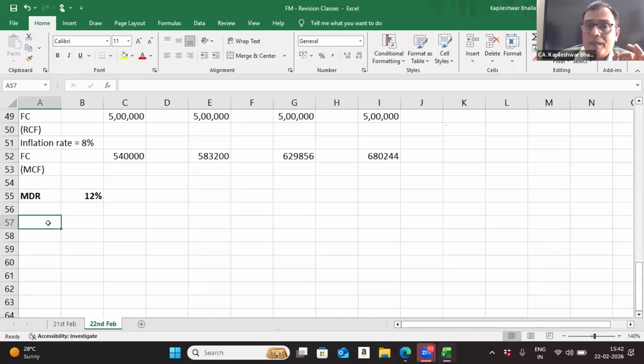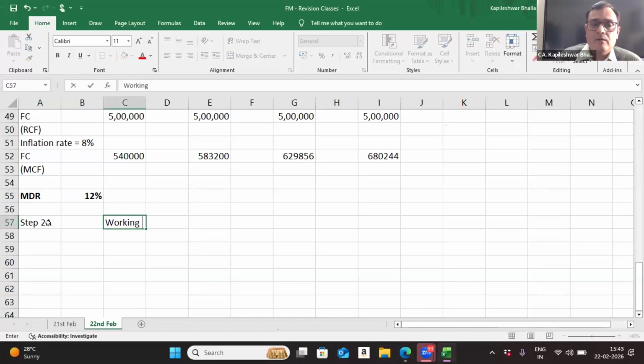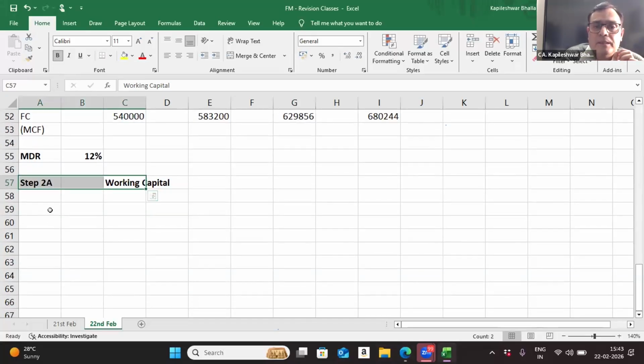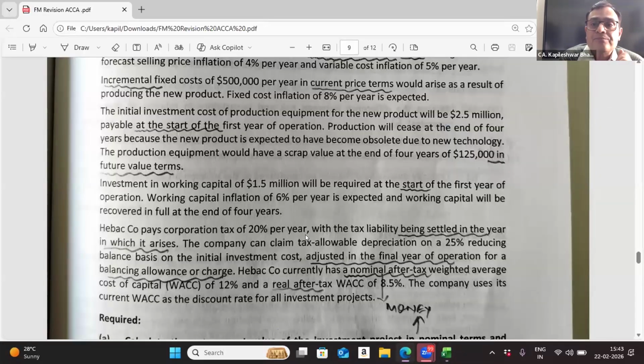Now this is step number 1 done. Organize the MCF and the MDR. Then we go to step number 2A. What do you do in step number 2A? Organize the working capital information. So now we're going to organize the working capital information. Let's see what is given for the working capital.